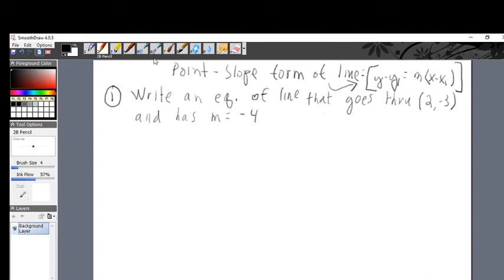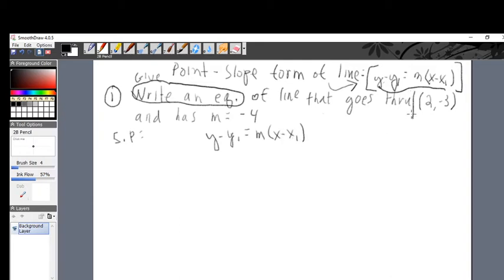Okay, so as soon as you see a question that says write an equation, or give an equation, what you should go right away to your scrap paper and do is write down this formula right here: y minus y1 equals m times x minus x1.